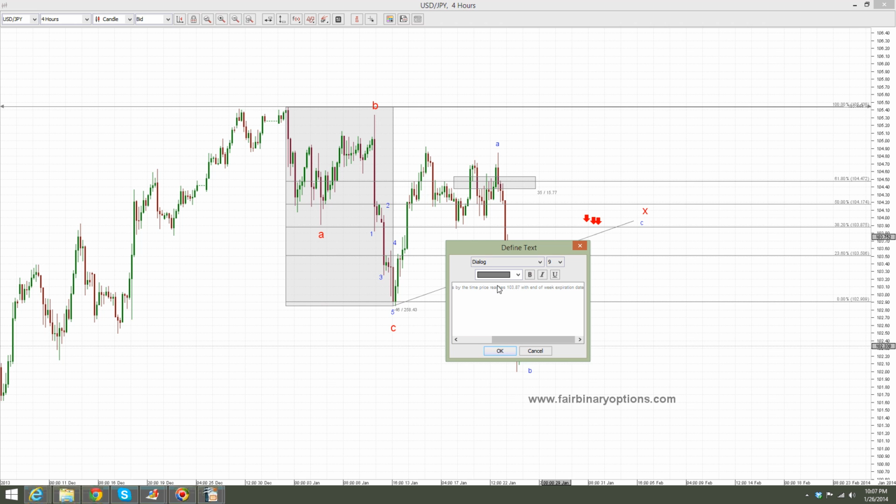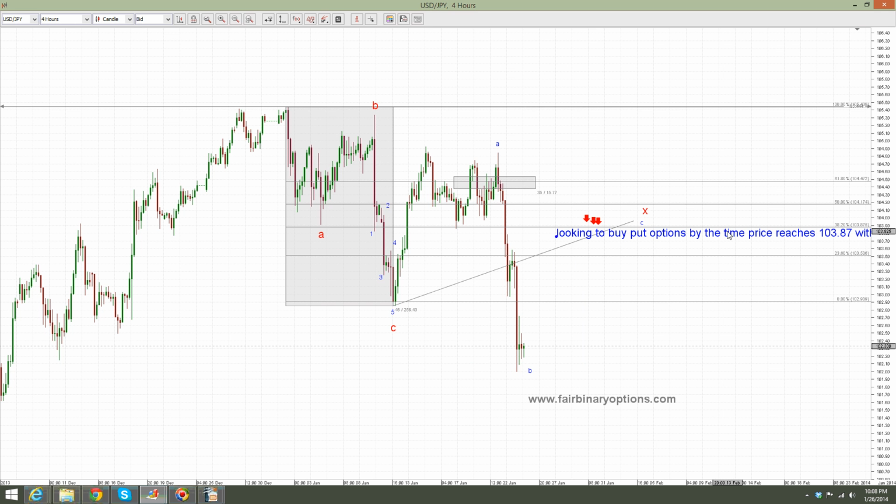If this is coming on Thursday, no problem, we'll buy them with end of week expiration date. That would be, of course, on Friday. It doesn't matter. Whenever price is reaching this area, we'll go and buy put options.